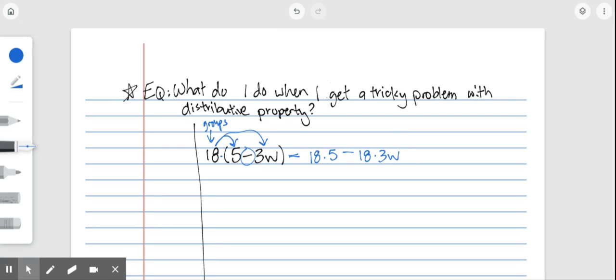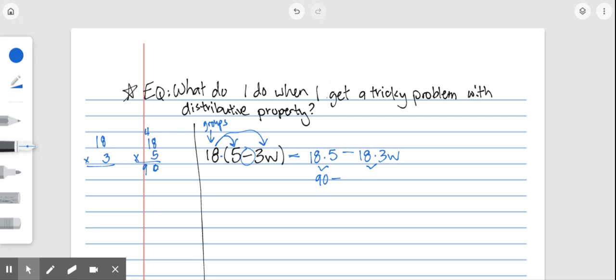Okay, so then I'm going to do the multiplication. I don't know 18 times 5 right off the top of my head, so I'm going to do it over here. 5 times 8 is 40. Carry the 4. 5 times 1 is 5 plus 4 is 9, so this is going to be 90. Minus, and then because this has a w on it, I just multiply the 18 and the 3. Again, I don't know that off the top of my head, so I'm going to do it over here.